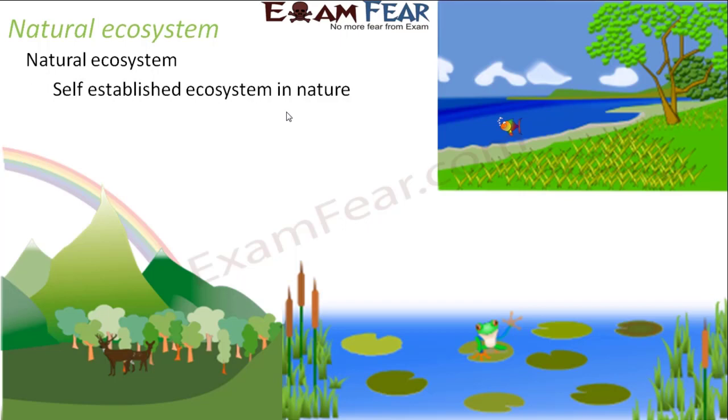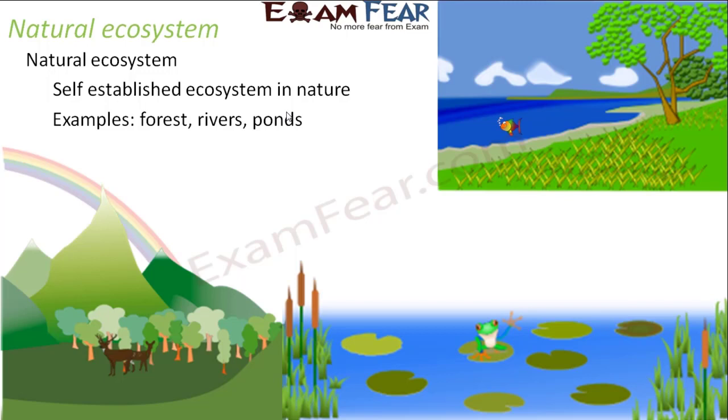self-established ecosystem in nature. That means the ecosystem established itself. Nobody created that ecosystem. It just happened on its own. So what are the examples of natural ecosystem? Can you guess? Right. You can think forest as a natural ecosystem.